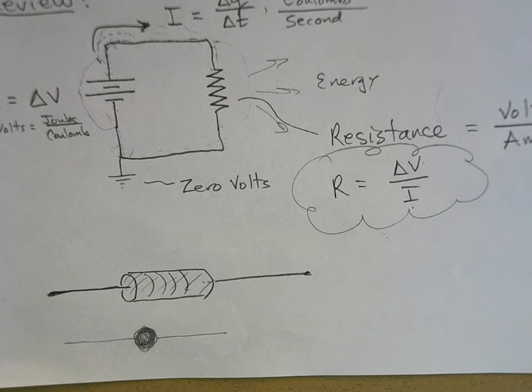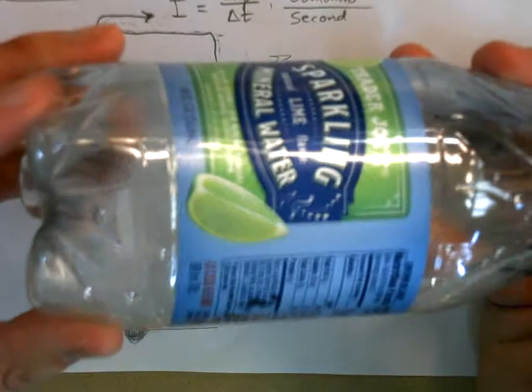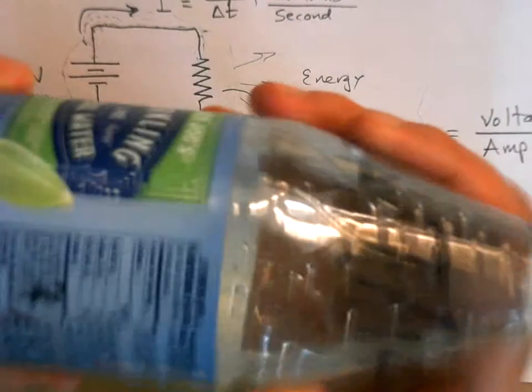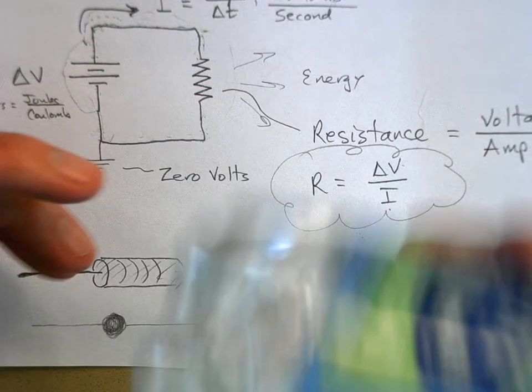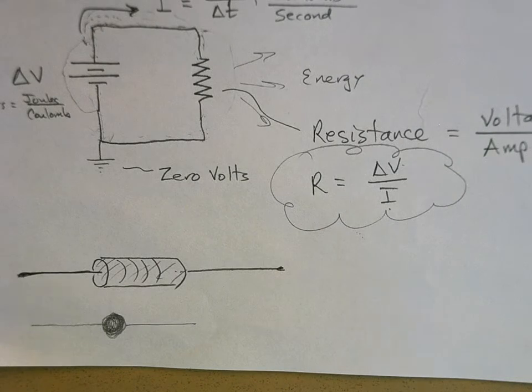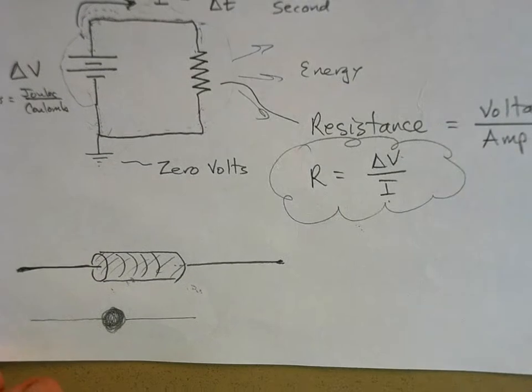Okay, now some things have super high resistance. Let's say I've got the plastic bottle. What if I want to make a resistor out of this plastic, this super high resistance? It doesn't conduct electricity at all. So, you know, it depends on the material. But anyway, we're now going to talk about how to set up, make a resistor.